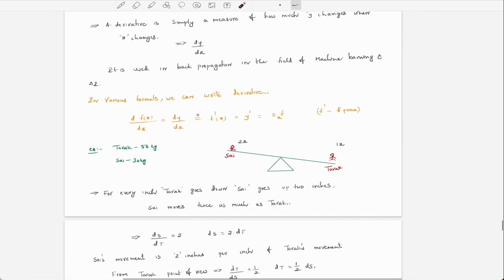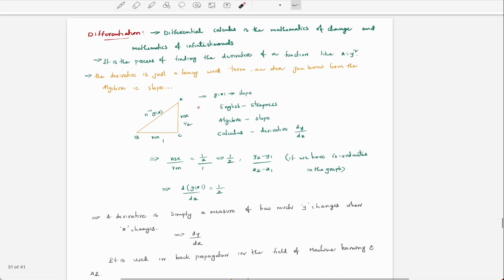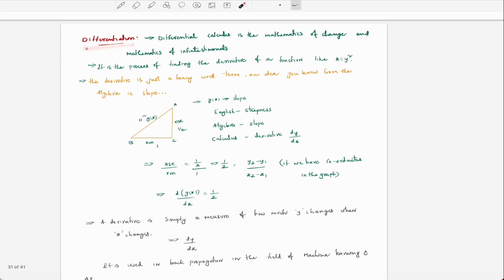So I just want to recapitulate: what is differentiation? Finding the derivative of a curve is called differentiation, right? It is used to find the derivative of a curve, which is the slope, to find the slope of the curve.